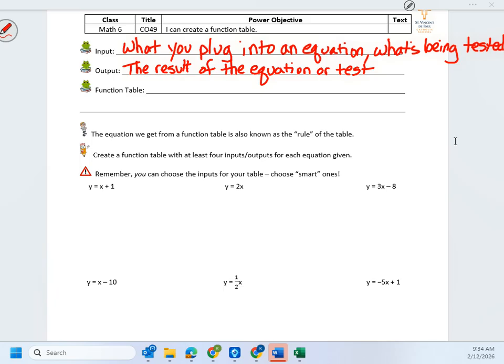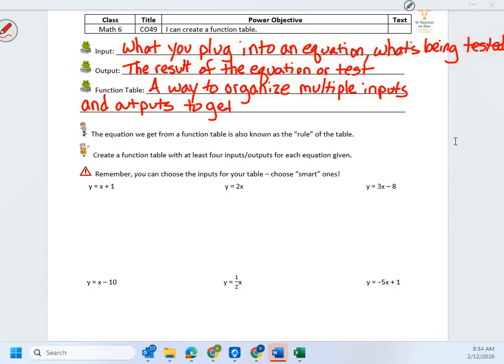A function table is a way to organize multiple inputs and outputs to get, and this is where we're connecting it, that's how we're going to get our ordered pairs for a graph. I need to write so you can actually read it.